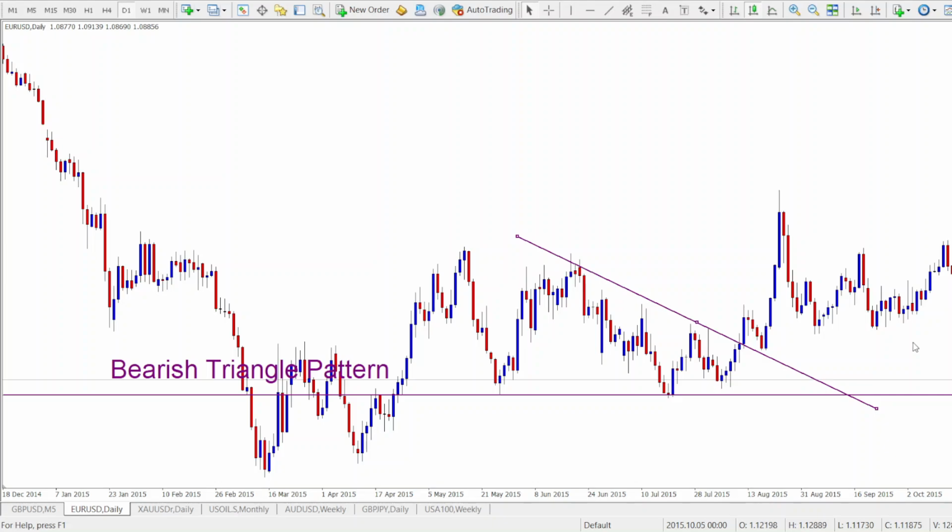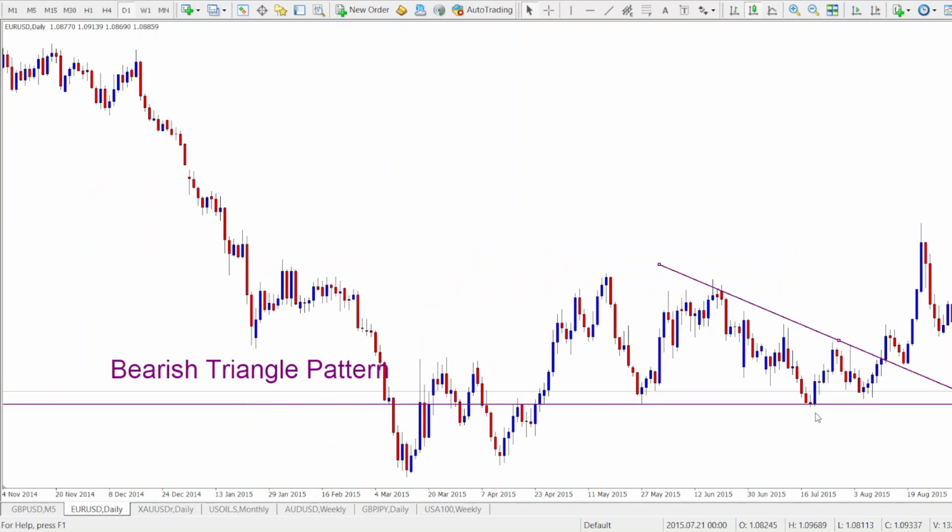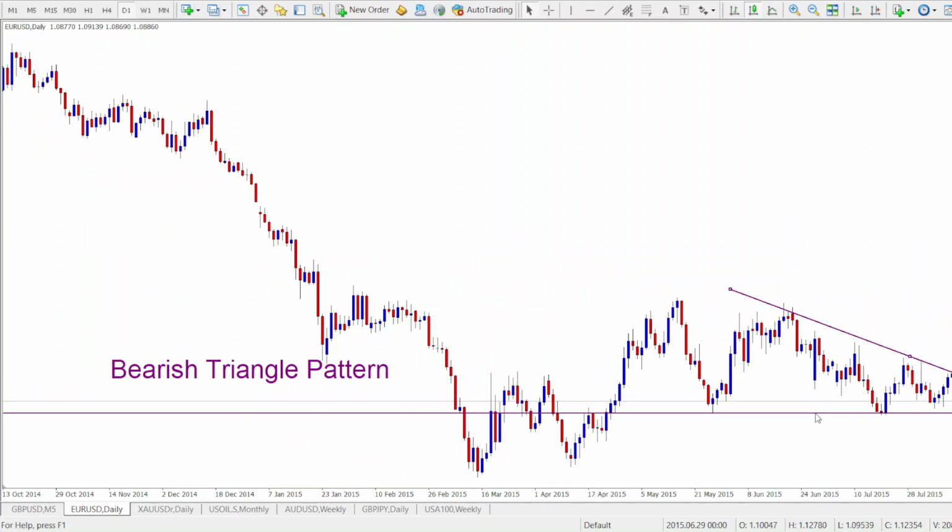The bearish triangle pattern indicates that sellers are in control, but they are running out of steam, which usually leads to a breakout to the downside. This pattern often signals that the price is likely to continue its downward movement, making it an essential tool for any trader looking to capitalize on market trends. Now this is actually more of a descending triangle.